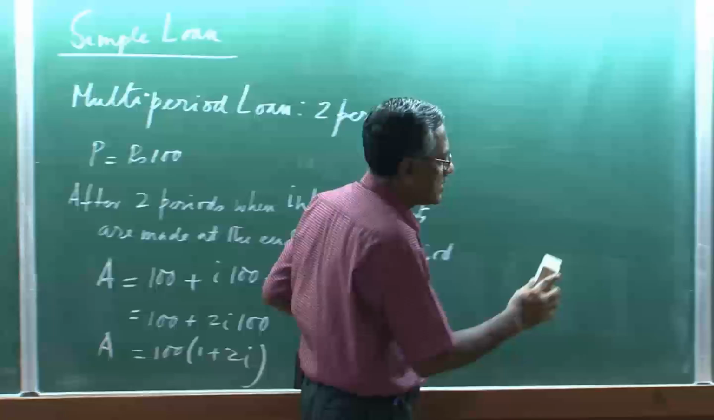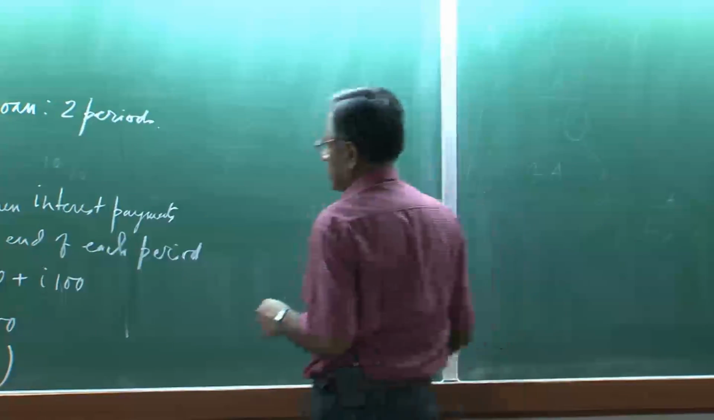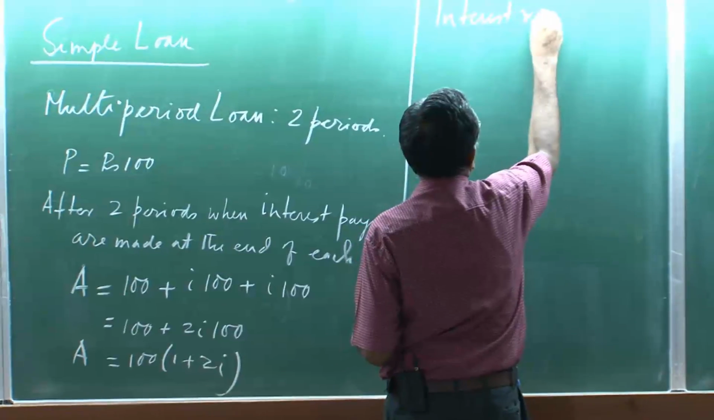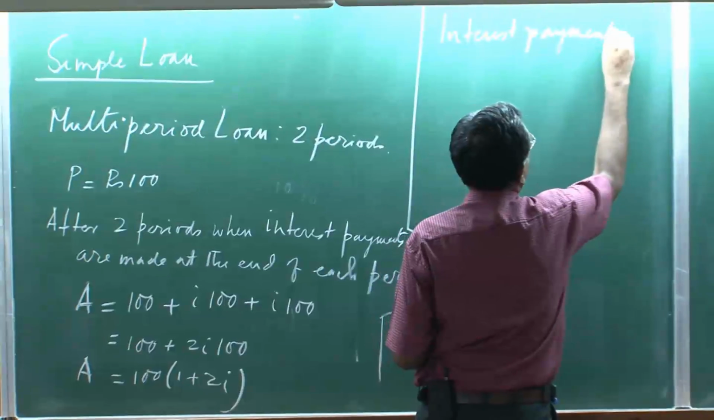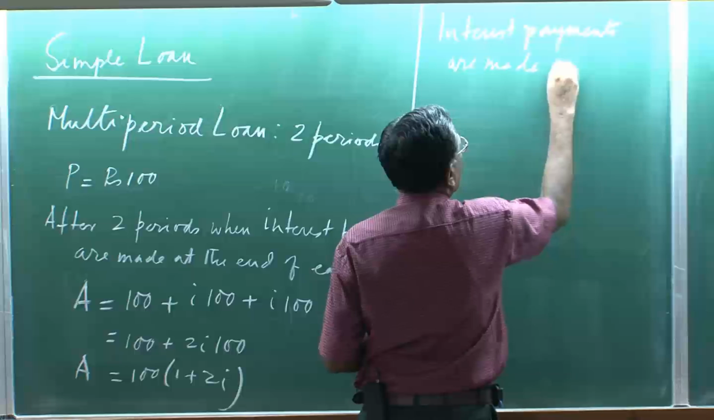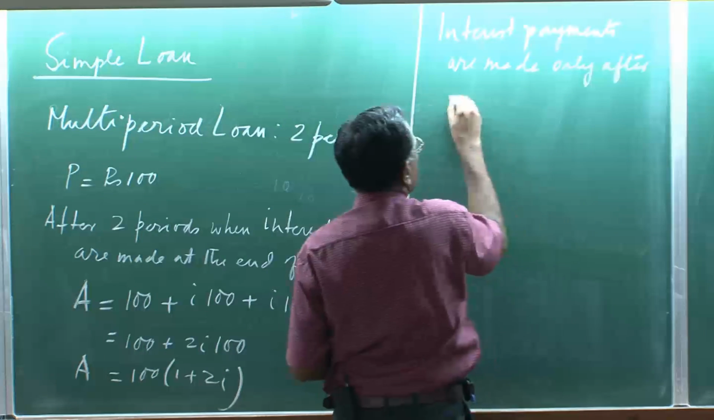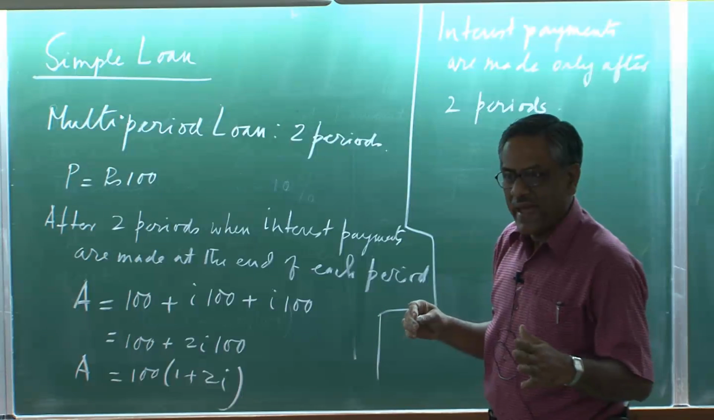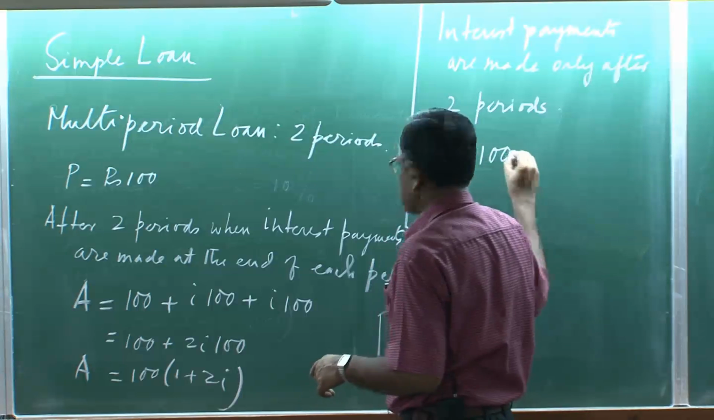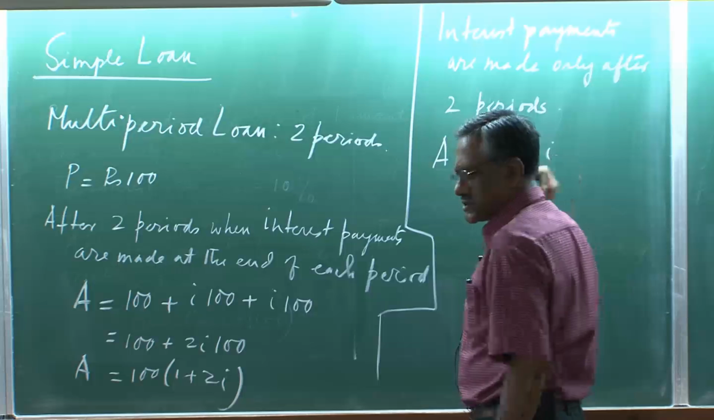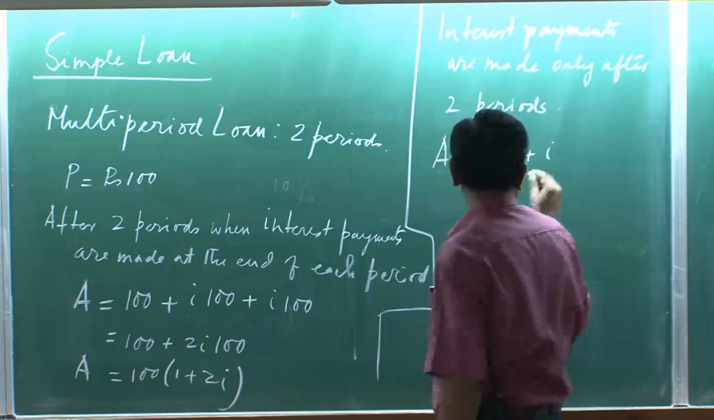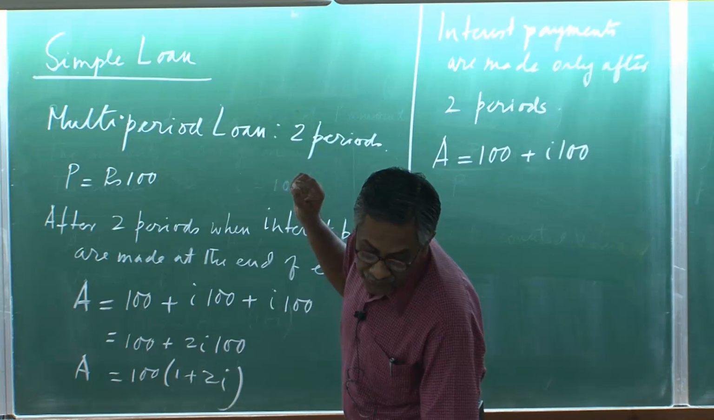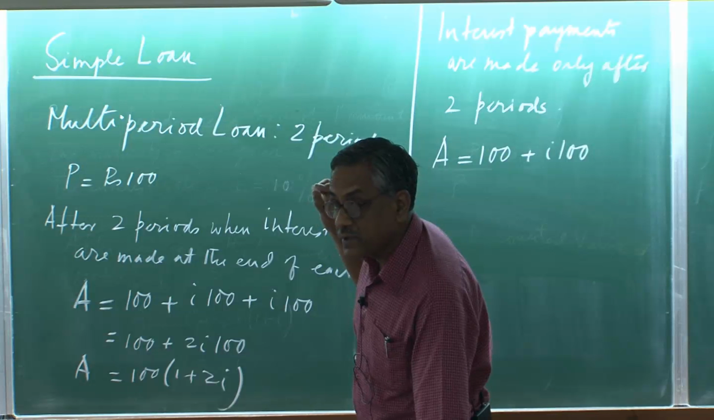Now, imagine a situation where interest payments are made only after 2 periods. So, no interest payment will be made in between. I take the loan today, I make no interest payments, and finally return the amount to the bank, say. So, the amount will be first 100, the principal, plus I times 100, the interest payment that I am supposed to make after 1 period, but I do not make that interest payment, I make it after the second period.